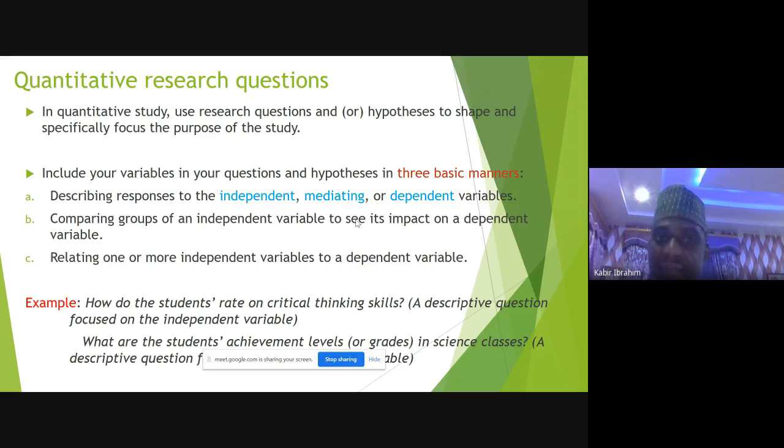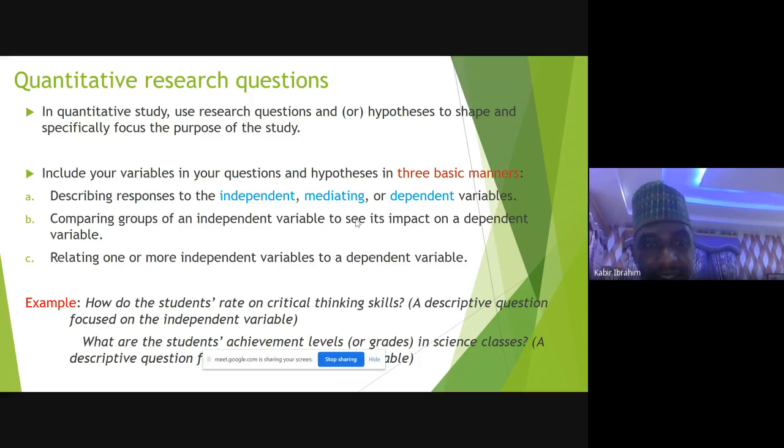One, describing responses to independent, mediating, or dependent variables. You have to describe the response of the independent variable, or the response of mediating variables, or the response of dependent variables. You have to describe this when writing your questions, if it is quantitative research. B, comparing groups of an independent variable to see its impact on the dependent variable. You compare the groups of the independent variable, then you observe its impact on the dependent variable.